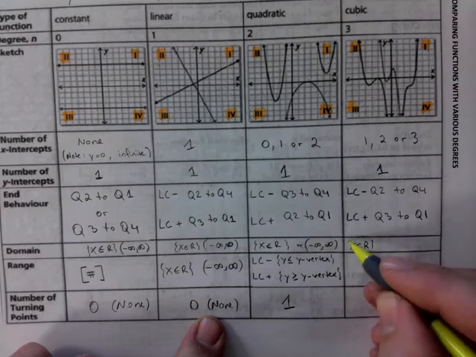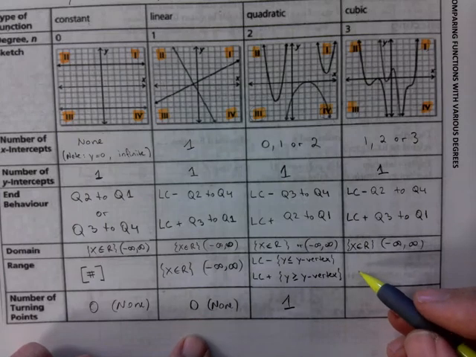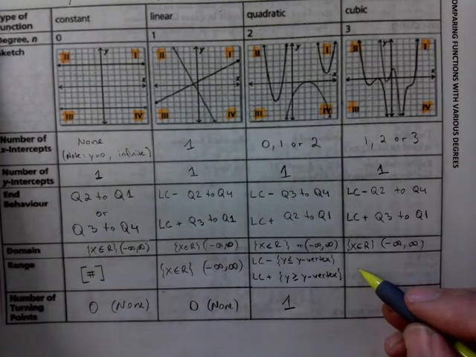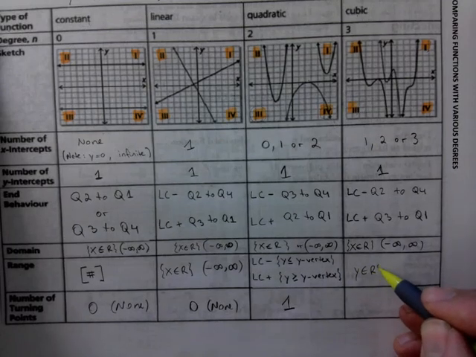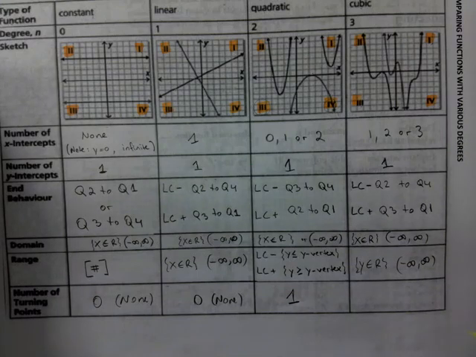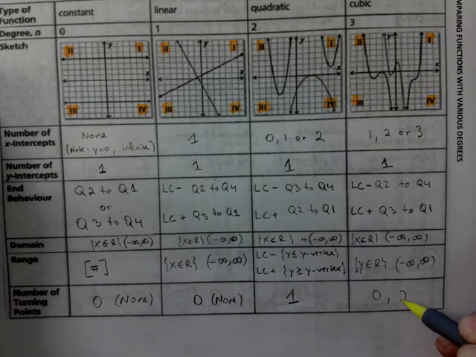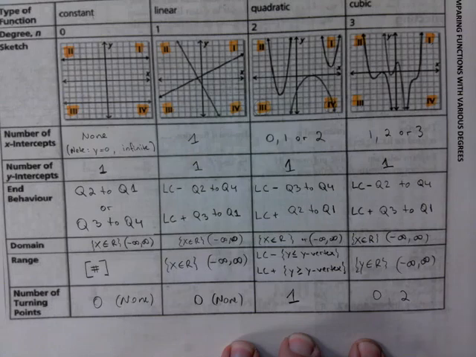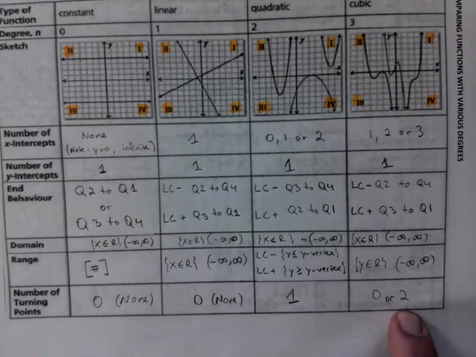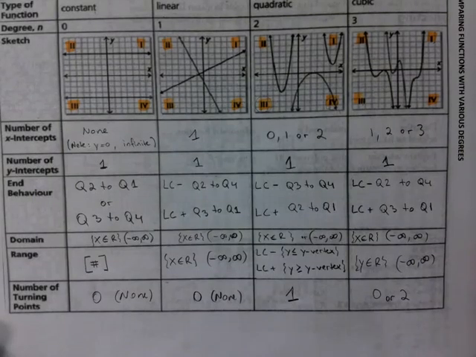The domain and range stays the same. It's a little irrelevant in this case, to be honest. For the range here, it is also y is all real numbers, negative infinity to positive infinity as well. Number of turning points, 0 or 2. I will say or, just not comma, just go or 2. So it's either it has 0 turning points or it has exactly 2 turning points. That's the thing with cubic functions.